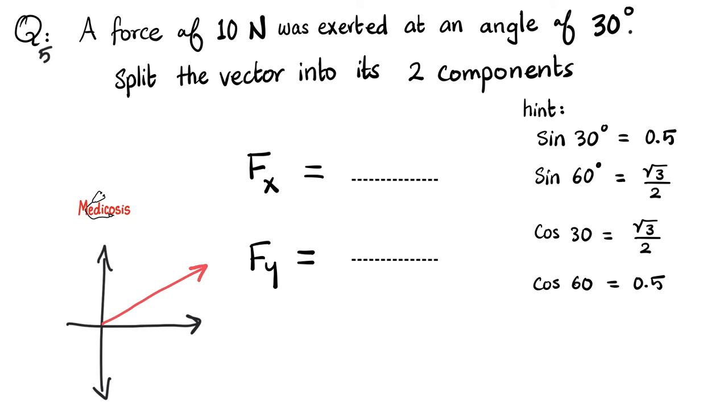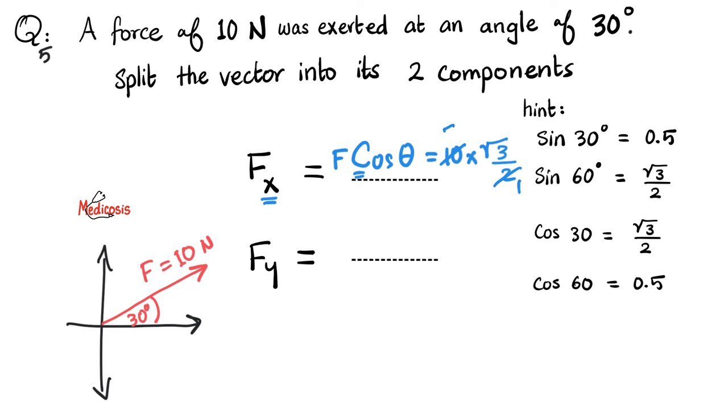Here is F, and it equals 10 newtons making 30 degrees with the x-axis, or the positive x-axis to be specific. Nice. Now, if you want Fx, it is F cosine theta, okay? What is the F? It is 10 newtons. And what is cosine 30? Cosine 30 is square root 3 over 2. You can cancel 2 with 10, so this becomes 1 and this becomes 5. So the answer is 5 square root 3 newtons.